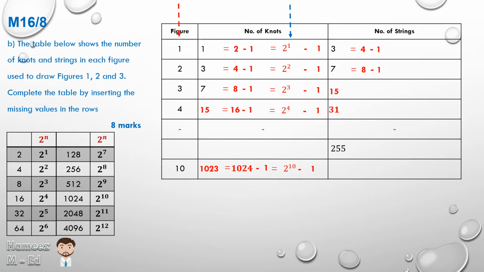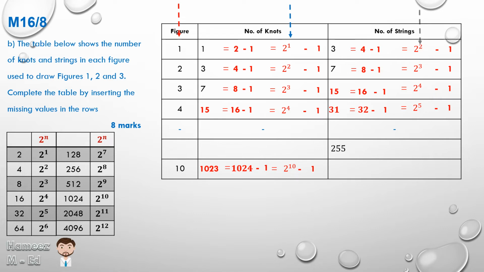Except 4 will be 2 squared minus 1. Right? So 7 will be 8 minus 1, which is 2 cubed minus 1. 15 is 16 minus 1, which is 2 to the power 4 minus 1. 31 is 32 minus 1, which is 2 to the power 5 minus 1. So if you look at the pattern, the minus 1 doesn't change coming down. The 2 doesn't change. It's the power of the 2. So it changes 2, 3, 4, 5, etc.